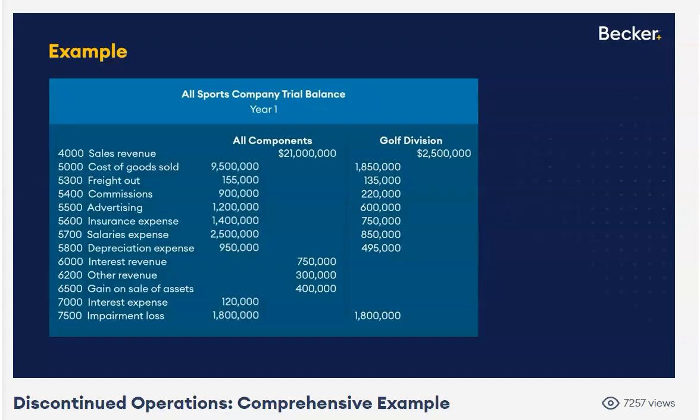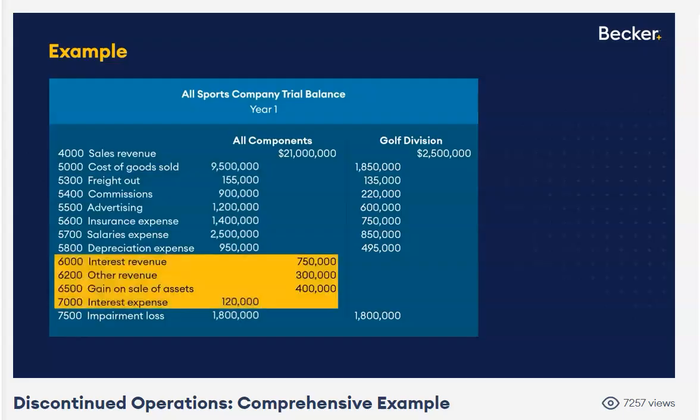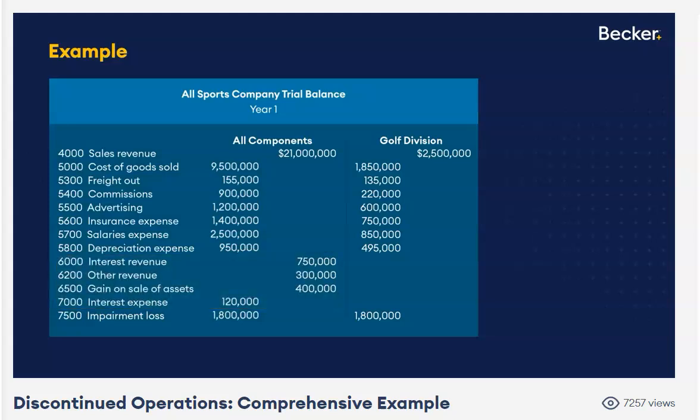Now, the non-operating, the unusual or infrequent items for All Sports Company. Let's see, they got the interest revenue, other revenue, gain on sale of assets, and interest expense. All four of those items, bracket them off, the 6,000 accounts there, as well as the interest expense, that's all non-operating. So, I go back to my setup.